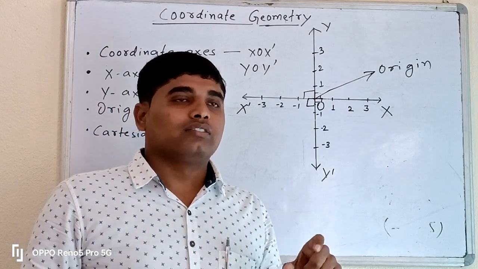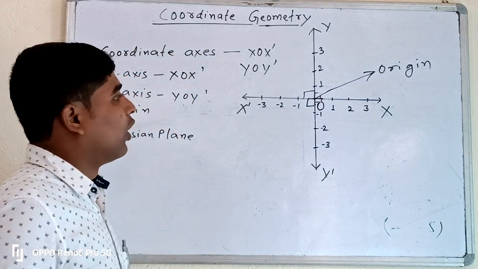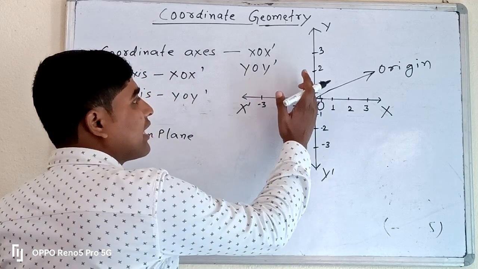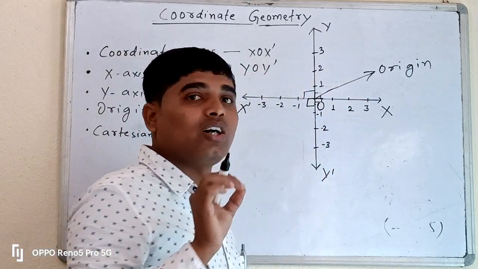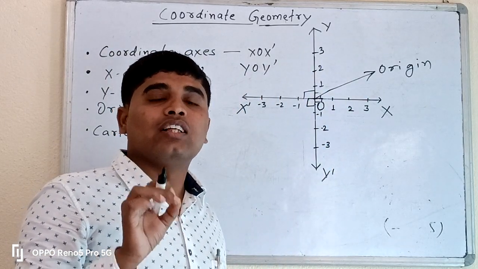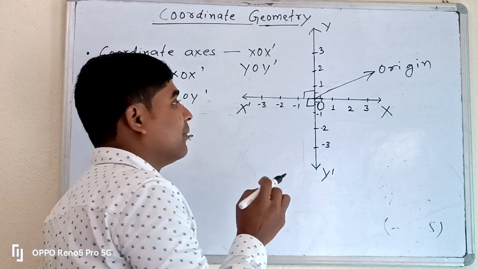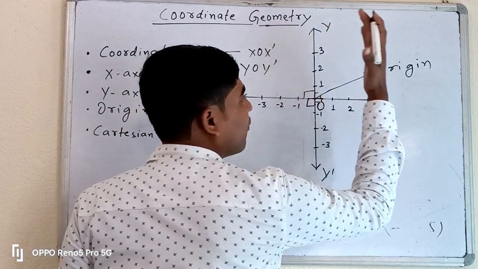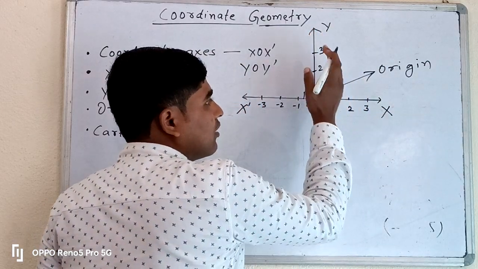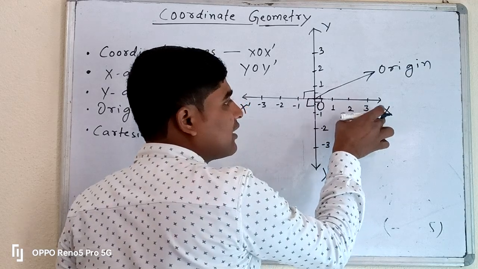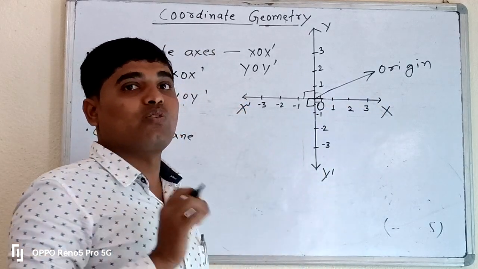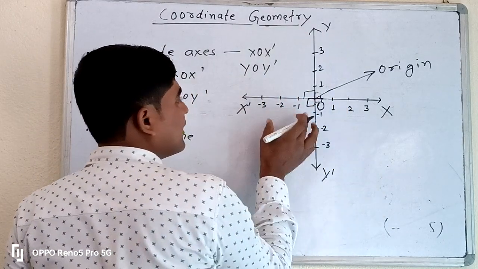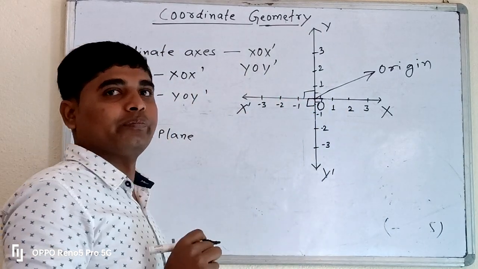Let me tell you about the sign conventions. On the right side of the y-axis, the points on the x-axis will be positive: 1, 2, 3. On the other hand, on the left side of the y-axis, the points will be negative.